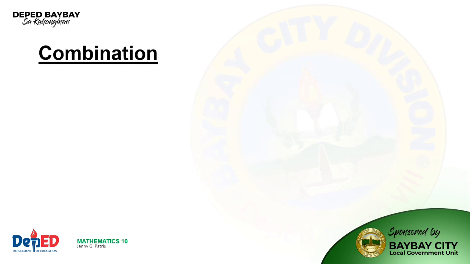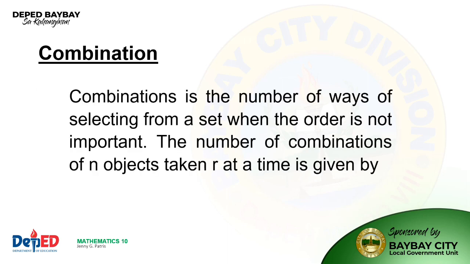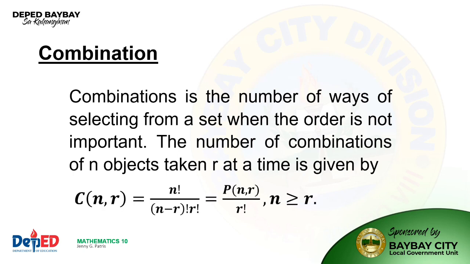Next, we have combinations. It is the number of ways of selecting from a set when the order is not important. The number of combinations of n objects taken r at a time is equal to n factorial divided by the quantity of n minus r factorial times r factorial, or the permutations of n objects taken r at a time divided by r factorial, where n is greater than or equal to r.